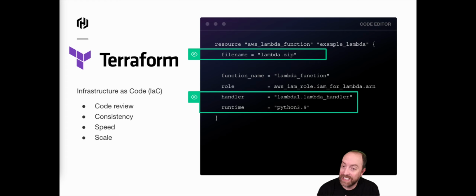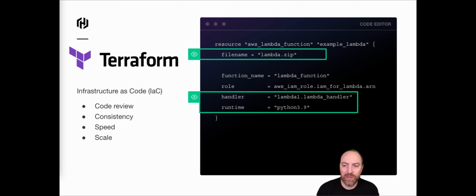So it takes a file name. It has a function name, which is mostly used to display in the UI. It has this IAM role I mentioned. It has a handler. You can see Lambda1 was the name of my Python file, and then Lambda handler was the name of my function in that Python file. You can see I chose a particular Python version too. Lambda has a bunch of ones built in.